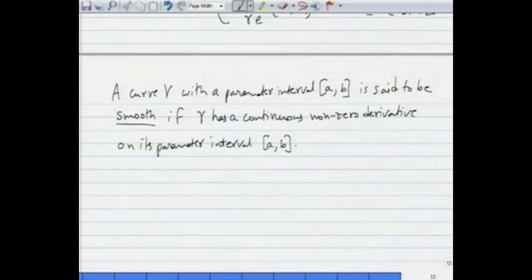But to sum all that up, we have redefined the word smooth and said that a smooth curve is a curve which has a continuous derivative and a non-zero derivative as well at each point. So please make a note of this.